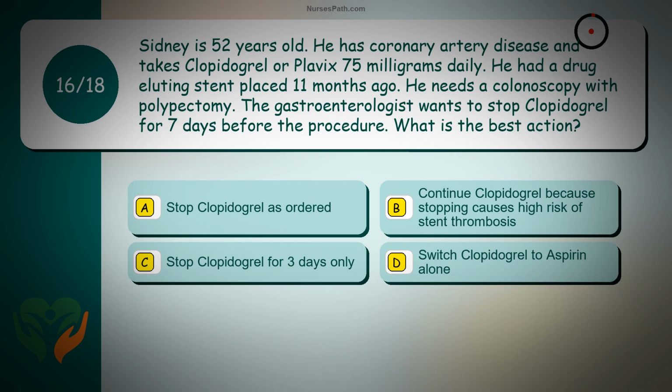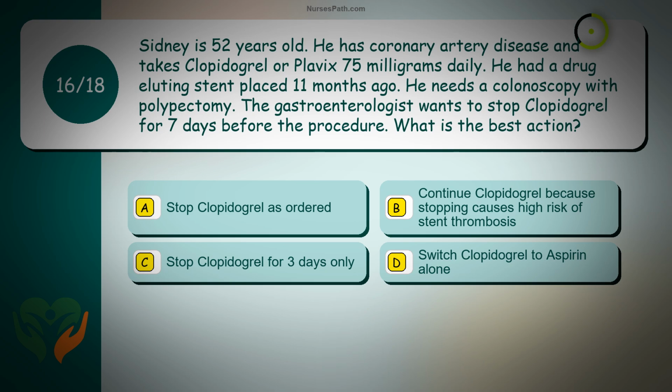Question 16. Sydney is 52 years old. He has coronary artery disease and takes clopidogrel, or Plavix, 75 mg daily. He had a drug-eluting stent placed 11 months ago. He needs a colonoscopy with polypectomy. The gastroenterologist wants to stop clopidogrel for 7 days before the procedure. What is the best action?